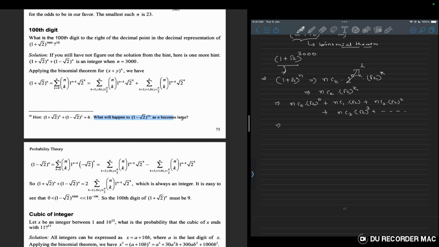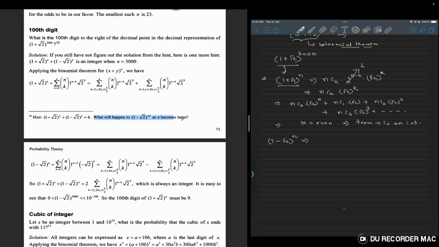If you notice, whenever k is even, the term is an integer, and when it is odd, it is not an integer because of the presence of root 2. So if somehow we find a way to cancel out all the values which are non-integers, how can we do that? We can do that by checking the binomial representation of the complement of the given value. So the complement would be (1 - √2)^n.